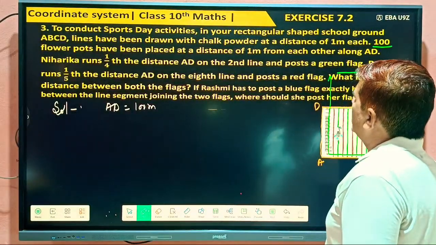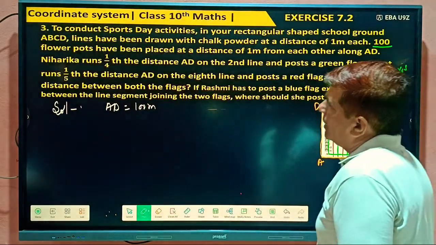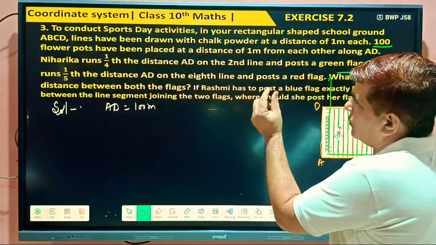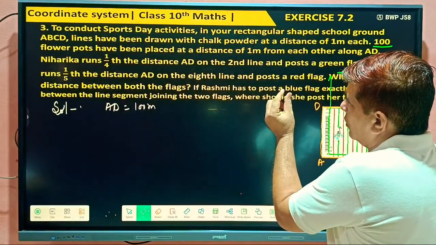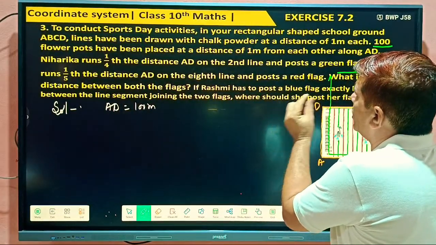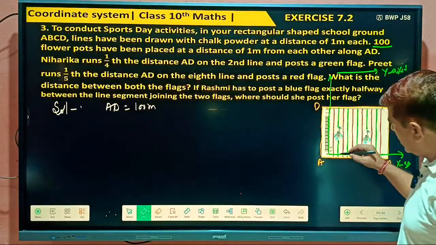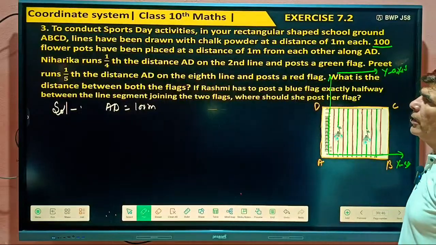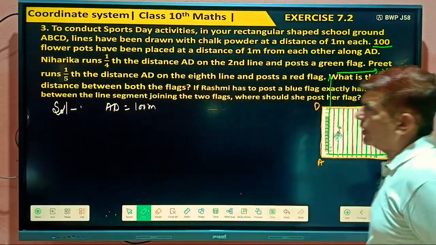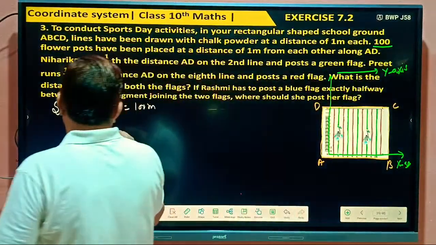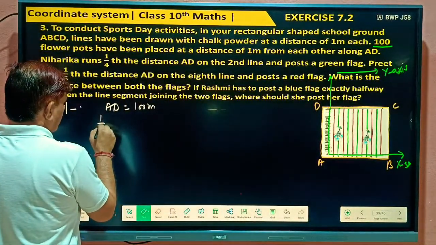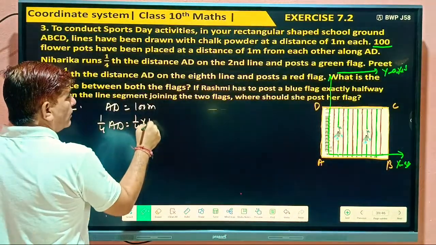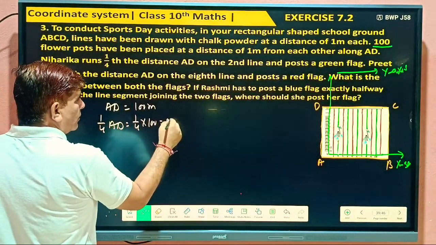Have been placed at a distance 1 meter from AD. Niharika, one girl's name Niharika, runs one fourth the distance AD on second line. So in this line moving, second line moving like this, and cover distance 1/4 of AD. If AD equal to 100 meter, so 1/4 of AD equal to 1/4 of 100. How much? 25 meter.